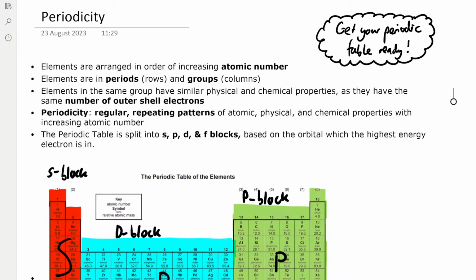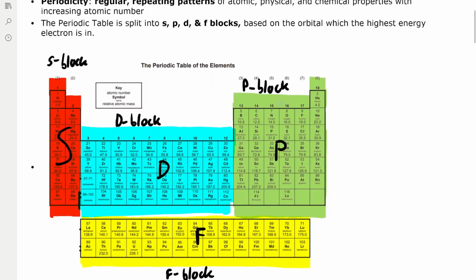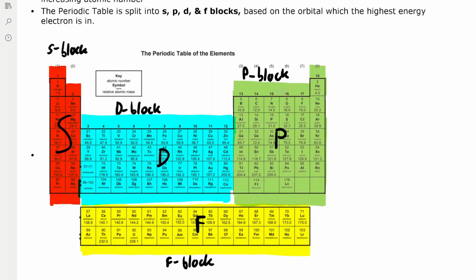atomic number. And we can split up the periodic table into the S, P, D and F blocks, which are based on the orbital which the highest energy electron is located in. So I've coloured in each block of the periodic table. So to the left you have the S block. Elements in the S block have the outer shell electrons in the S subshell. You've got the D block in the middle. In the D block elements, the outer shell electrons are located in the D subshell. You've got the P block on the right and the F block at the bottom.